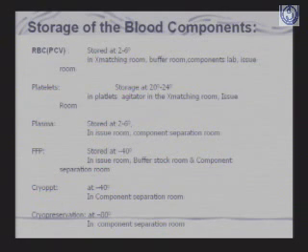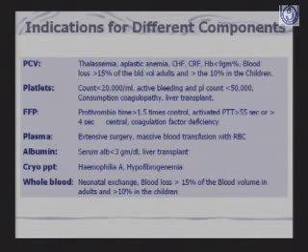The storage of the blood components: blood can be divided into 6 components, that is the RBC, packed cell volume, the platelets, the plasma, FFP, cryoprecipitates and cryopreservations. So I am not going into the details; these are all given in detail in your modules.